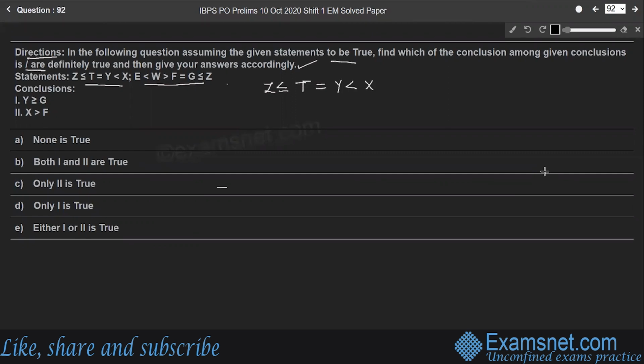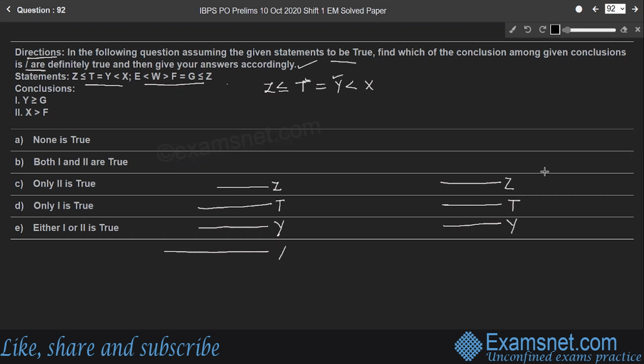Consider a line Z, right? Which is less than T, a line T, and or equal to T. So consider a line Z in the next case, which is equal to T, and T is equal to Y. So line Y, which is equal to T, in the next case, T is equal to Y, right? Y is less than X. So consider a greater line X. In the other case also, Y is less than X.